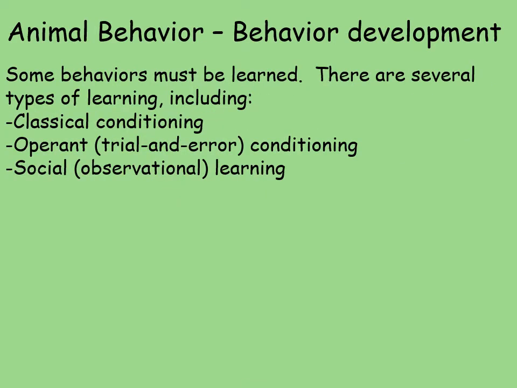But some behaviors do have to be learned. There are several types of learning, including classical conditioning, operant conditioning, which is also called trial and error learning, and then social or observational learning.